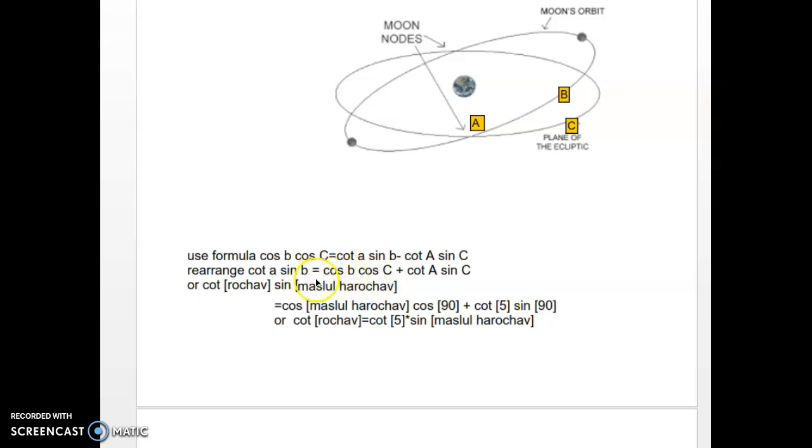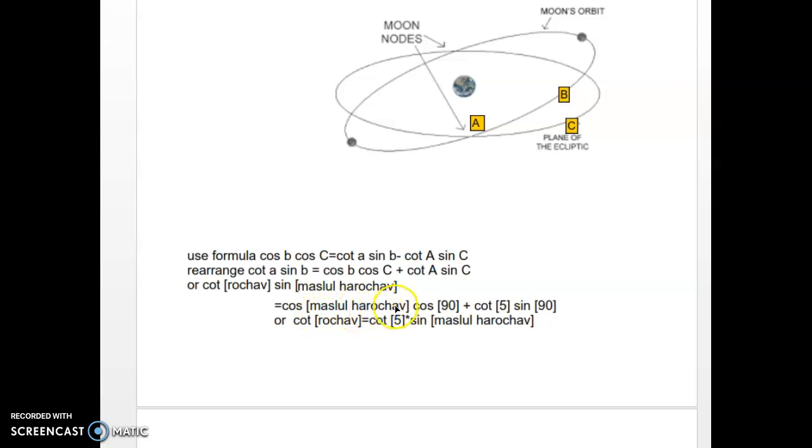Now, all the things that are known, we just plug in. We know that sine b, small b, is the maslul harochav, so we plug it in. Now, cosine b times cosine c, and cosine c is 90. Cosine of 90 is 0, so this whole thing gets 0. Now cotangent a times sine c: the sine of 90 is 1. Cotangent a is 5. So the final version of this equation gets short.